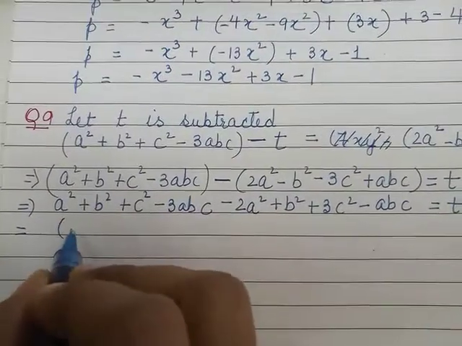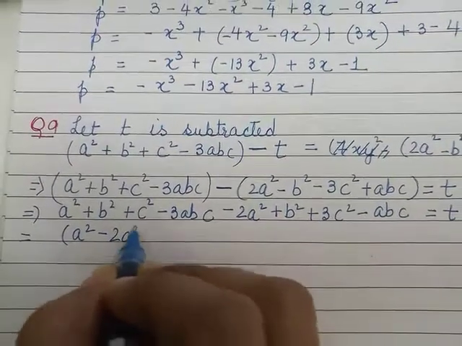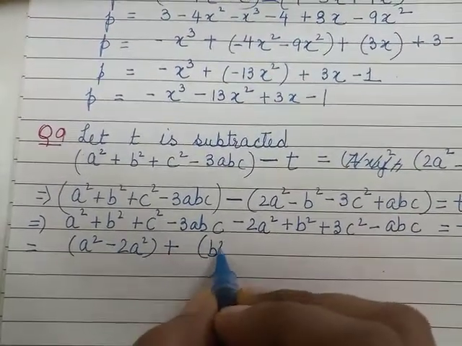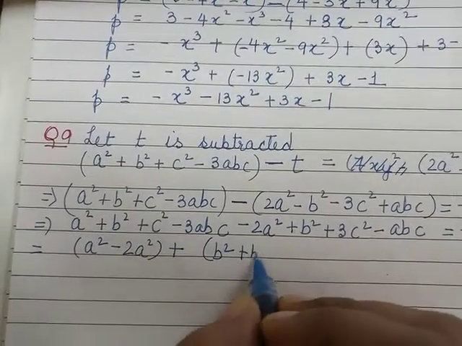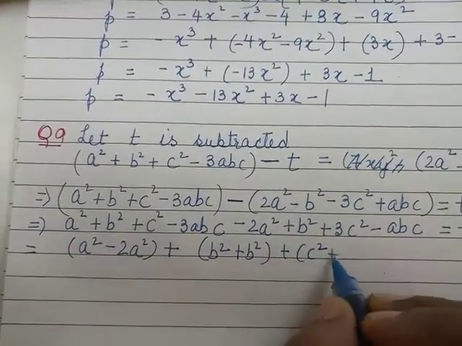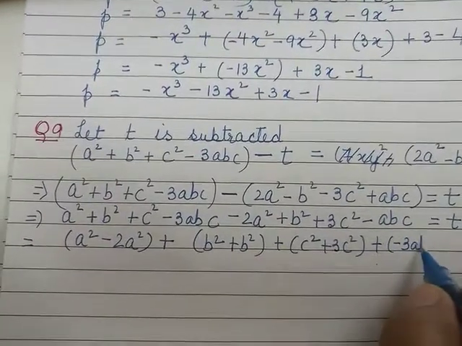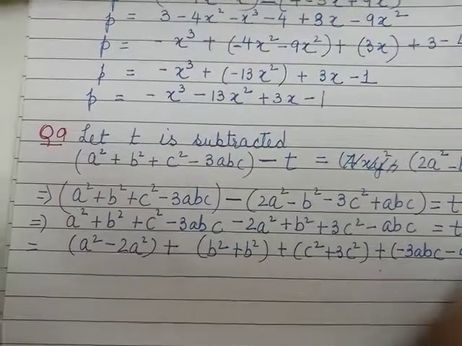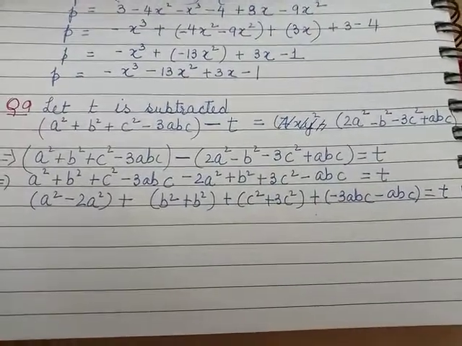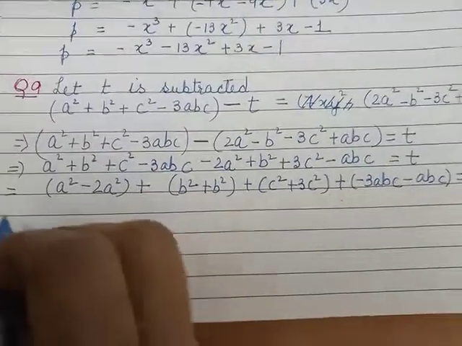Now we write the like terms in the bracket: a square, and this is minus 2a square. Between the brackets we are going to put a plus sign. This is b square and this is also b square. Then we have another bracket, c square, and this is plus 3c square. And in the last bracket we have minus 3abc and minus abc is equal to t. So I have collected all the like terms in the bracket.